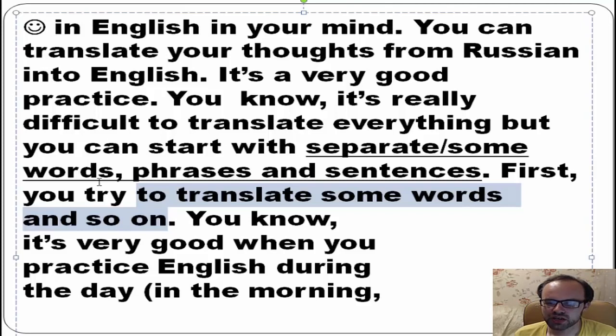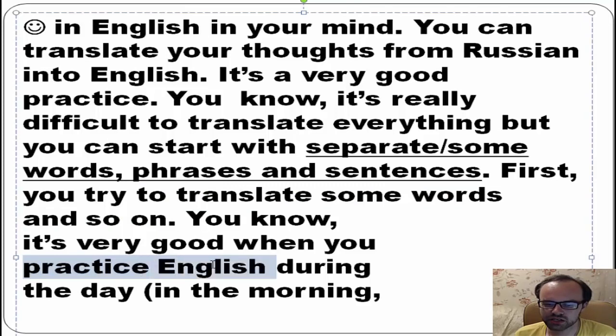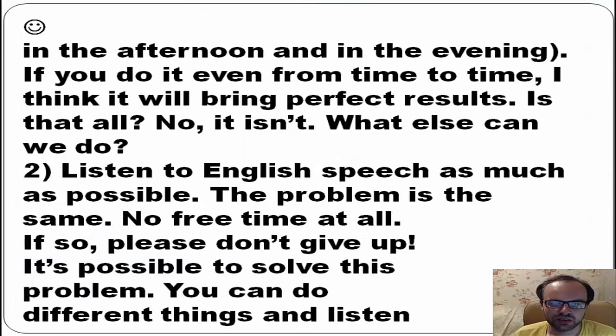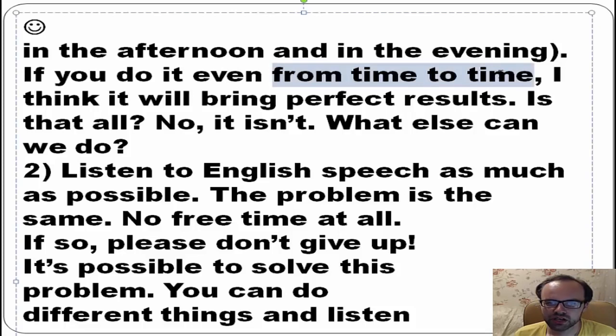So it's very good when you practice English during the day. Practice can be a noun, English practice, and a verb, practice English. When you have this English speaking practice during the day, in the morning, in the afternoon, and in the evening, if you do it even from time to time, it means even sometimes, I think it will bring perfect results, very good results. Is that all? No, it isn't.